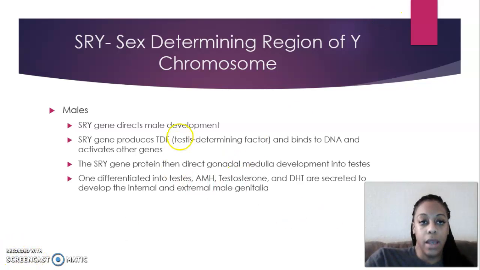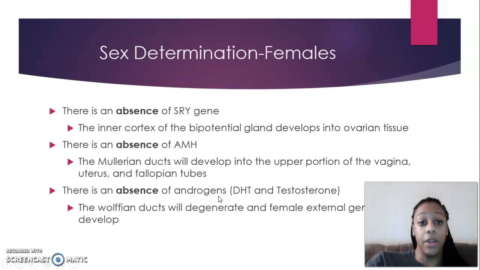So now we can see how genes and hormones play a role in sex determination in males. When we talk about females, there's an absence of the SRY gene. The inner cortex of the bipotential gland develops into ovarian tissue. There's also an absence of AMH.